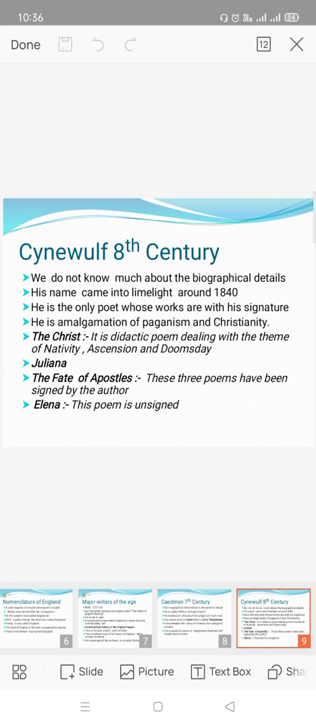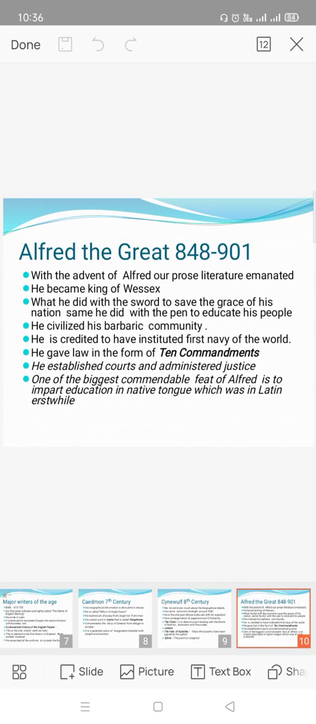Juliana is another poem. Detail is not known about what sort of theme it contains, and the fate of apostles. These three poems have been signed by the author, and remember it, Elene is the poem which remained unsigned, and this may be ascribed to some other writers if researchers try to find its authorship.